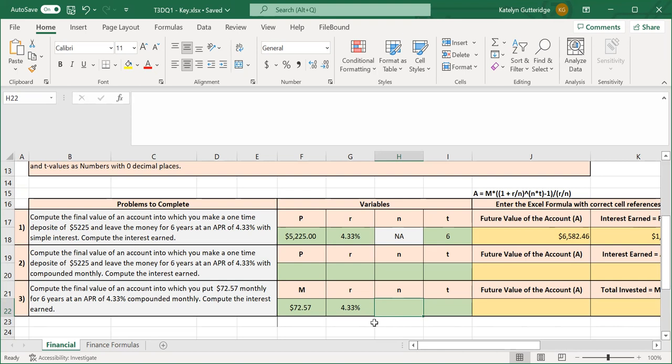So for compounded monthly, monthly is 12 times a year. So our N value is 12. And then T is the number of years. We're doing this for 6 years. So our T is 6.